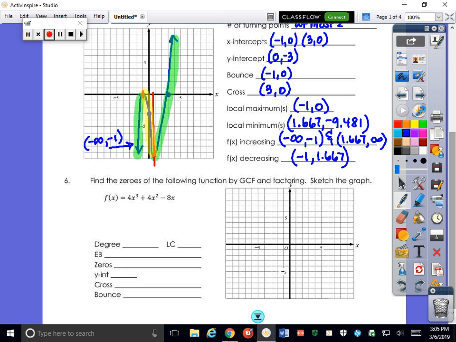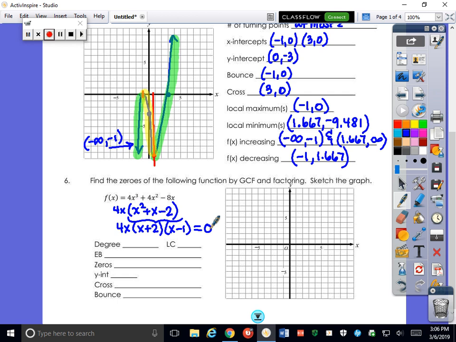All right, number 6, find the zeros of the function by GCF and factoring. So the first thing we're going to do is take out a GCF. And when we take out the GCF, we are going to have x squared plus x minus 2. Now this, two factors of -2 that add up to 1, are x plus 2 and x minus 1. So those are going to be my factors, which I will set equal to 0 to get my zeros in just a minute.